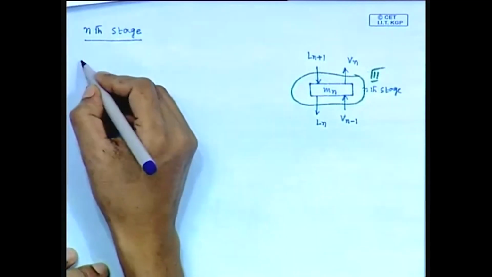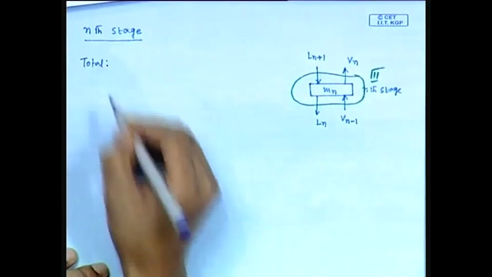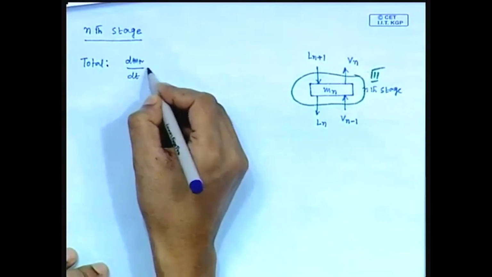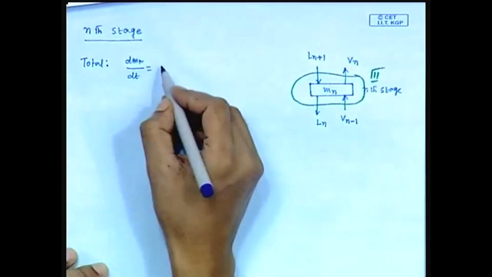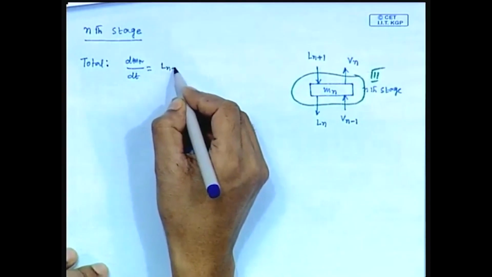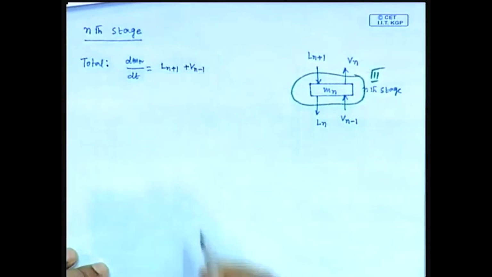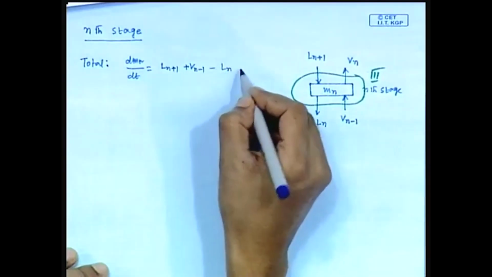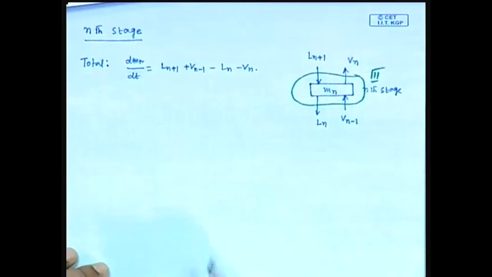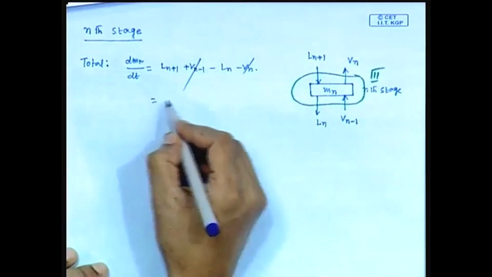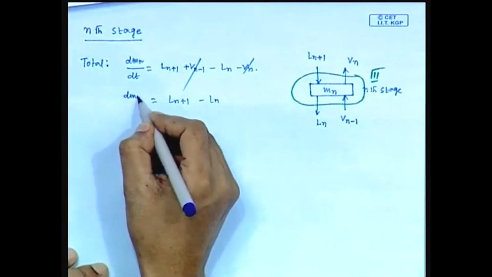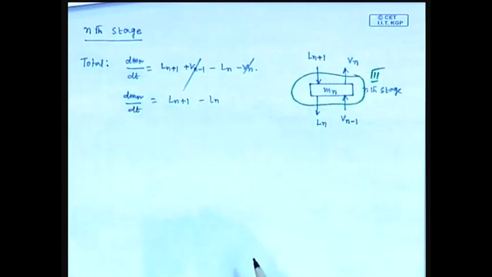You quickly derive the modeling equations. What will be the total mass balance for this? dMn dt equals to, incoming streams are Ln plus 1 plus Vn minus 1 and outgoing streams are Ln minus Vn. That means the final expression is like this: dMn dt equals to Ln plus 1 minus Ln.